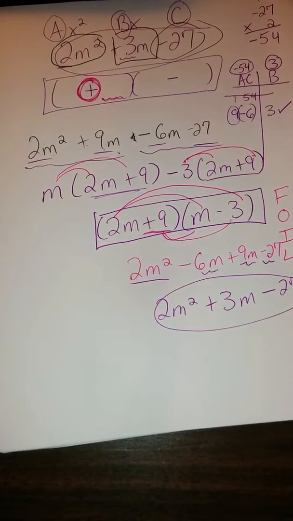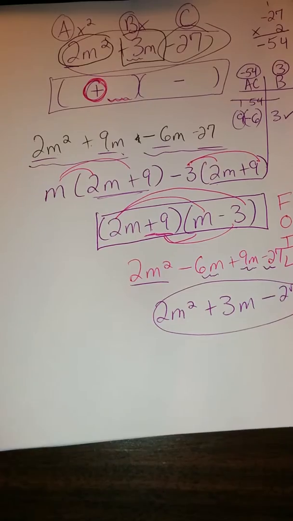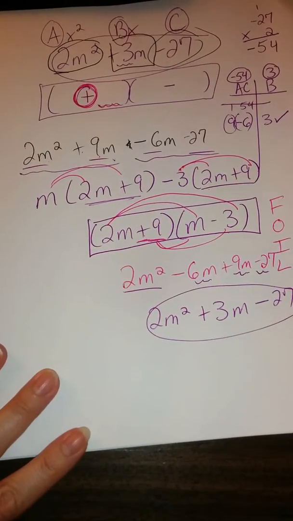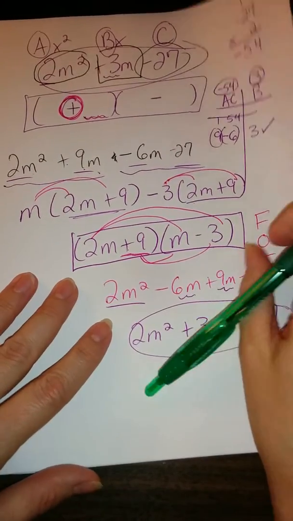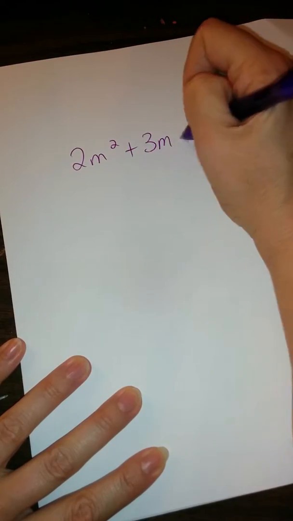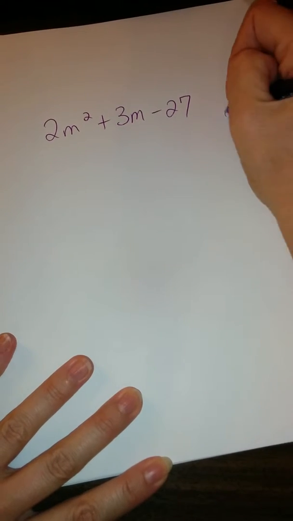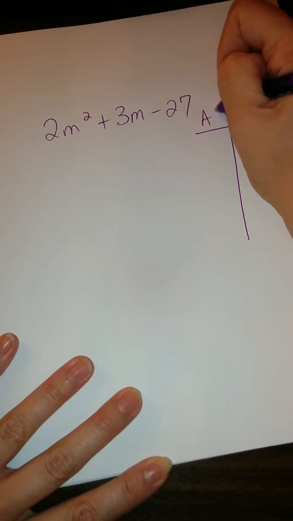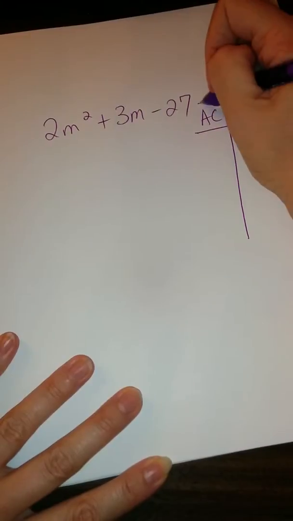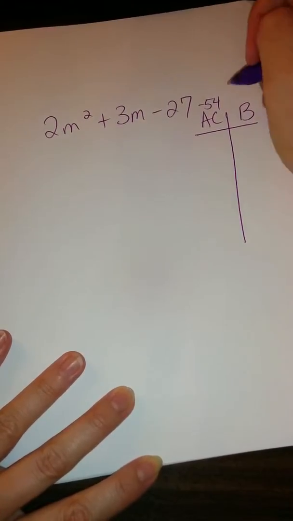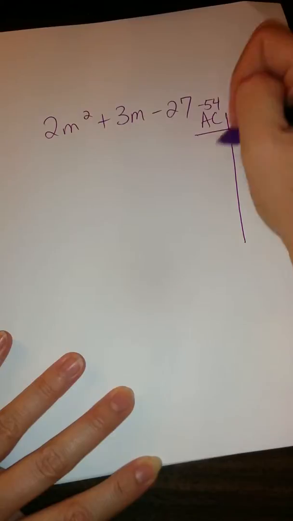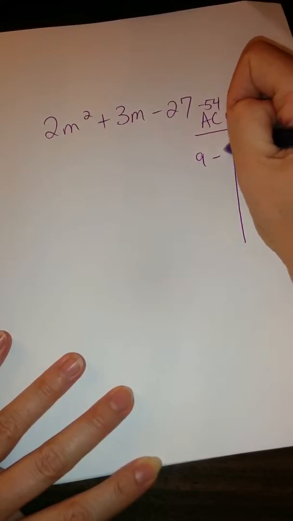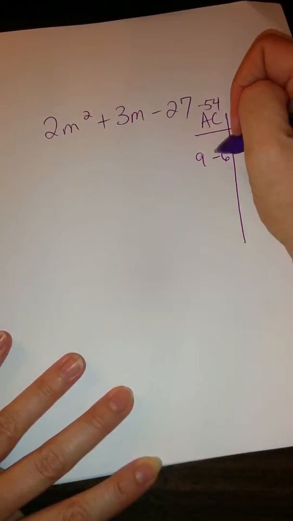So let's take just a minute and look at a really cool cheat sheet shortcut we can take here. Let's go back in time. I'm going to get a clean piece of paper. Let's start with our original problem, which was 2m squared plus 3m minus 27. We did our a times c, which was a negative 54, and b was 3. And we said the two terms that work there are 9 and negative 6.